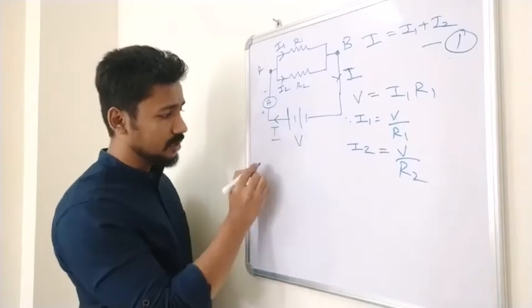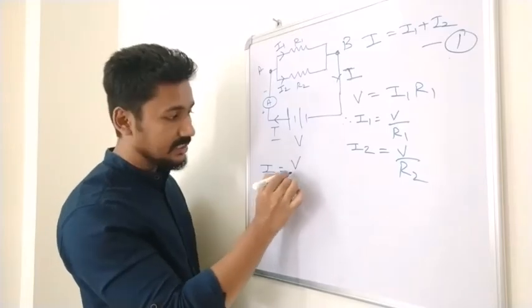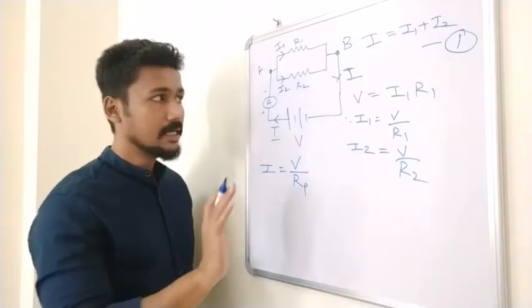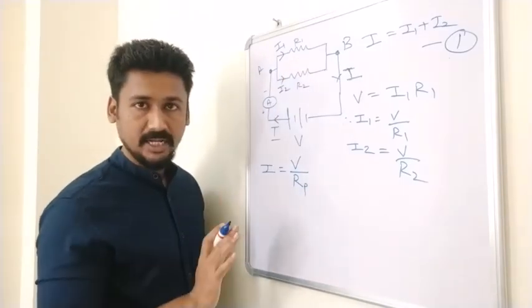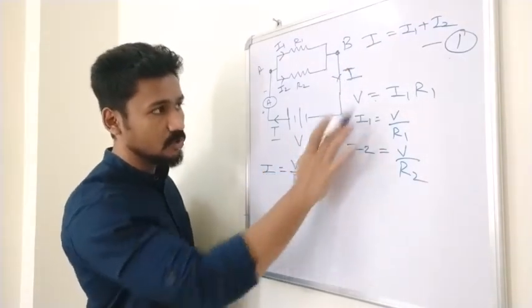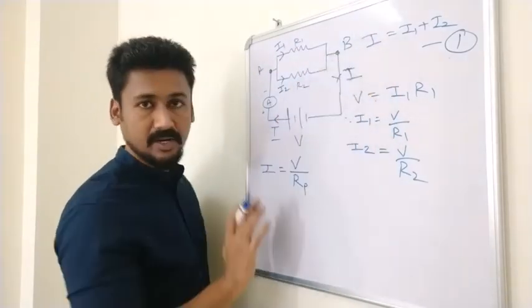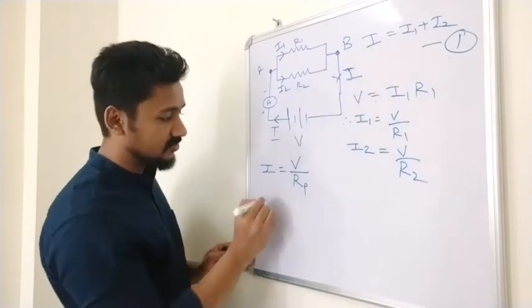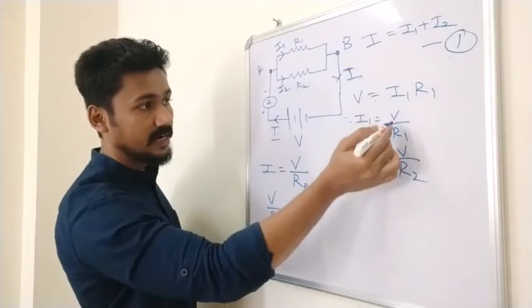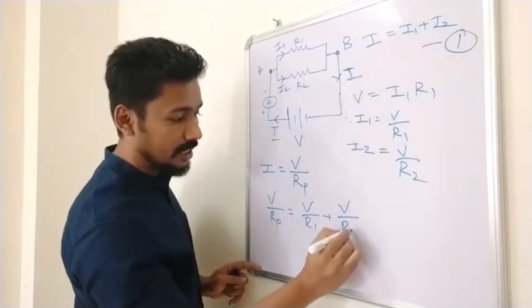And for the total current, if I is the total current in the circuit, it will be equal to the total voltage divided by the total resistance. Let us call it RP now, RP being the total resistance of the parallel combination. I think these equations are understood. Then, using these four equations, we'll put them in our first equation. If we put all these in equation number 1, in place of I we write V upon RP, which is equal to, in place of I1, V upon R1, plus, in place of I2, V upon R2.